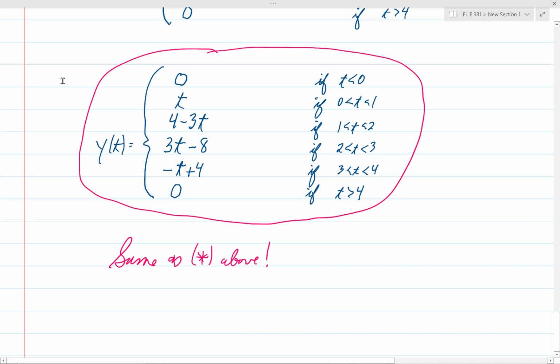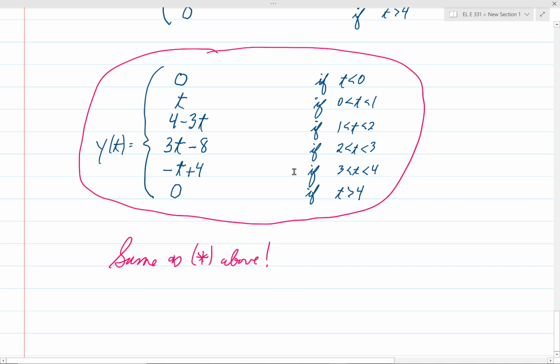And if you want to check for continuity, that's easy. These two regions join at t equals 0, and sure enough, at t equals 0, this is 0, and that's 0. So that checks. These two regions join at t equals 1, and at t equals 1, this is 1, and this is 4 minus 3, so that's 1. So those two check. These two regions join at t equals 2. So at 2, this is 4 minus 3 times 2, or 4 minus 6, that will be negative 2. And at 2, this one would be 3 times 2 is 6 minus 8, and this would be negative 2. So at 2, we have continuity as well.